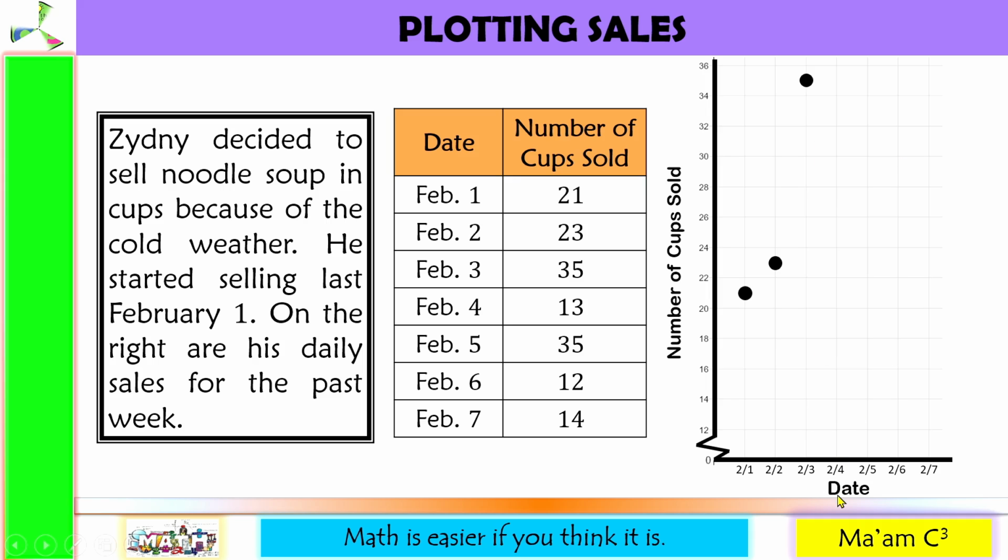February 4, only 13 cups, so that would be here. February 5, 35 cups again, here. February 6, 12, that would be here. And last one, February 7 is 14, and that is here. And we're done. What we created here is somewhat what we call a scatter plot.